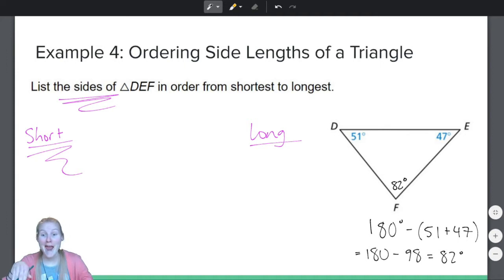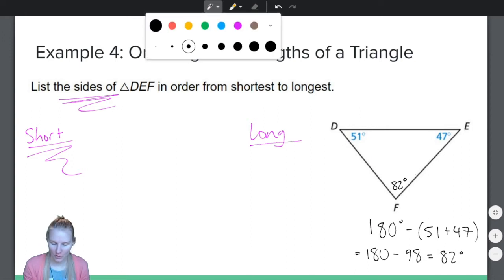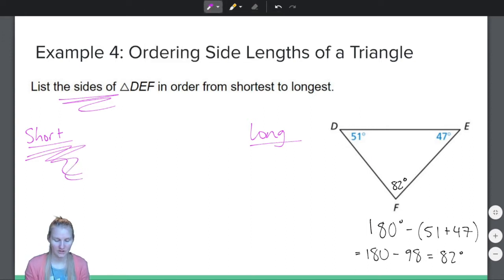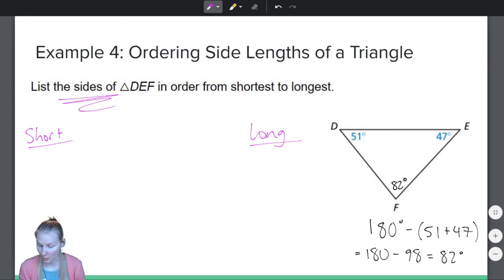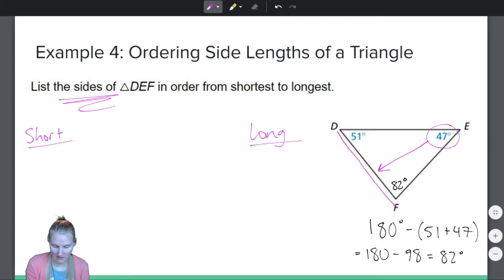Okay, now I can list my sides in order from shortest to longest, because now I know all the angles. If I want to find the shortest side, let me find the smallest angle. Let's see, 47 is the smallest number here, so it is the smallest angle. That means that the shortest side is the side opposite of that angle. So side DF is the shortest side.